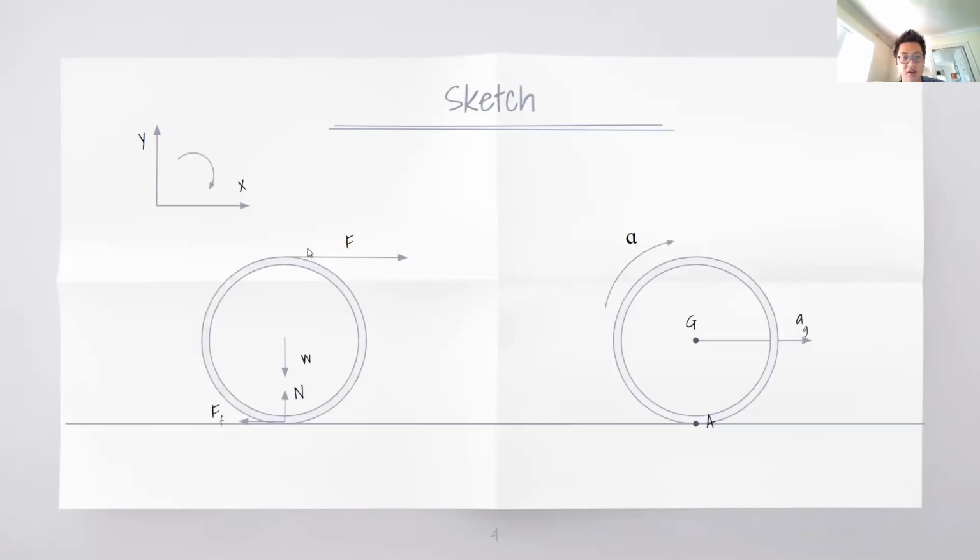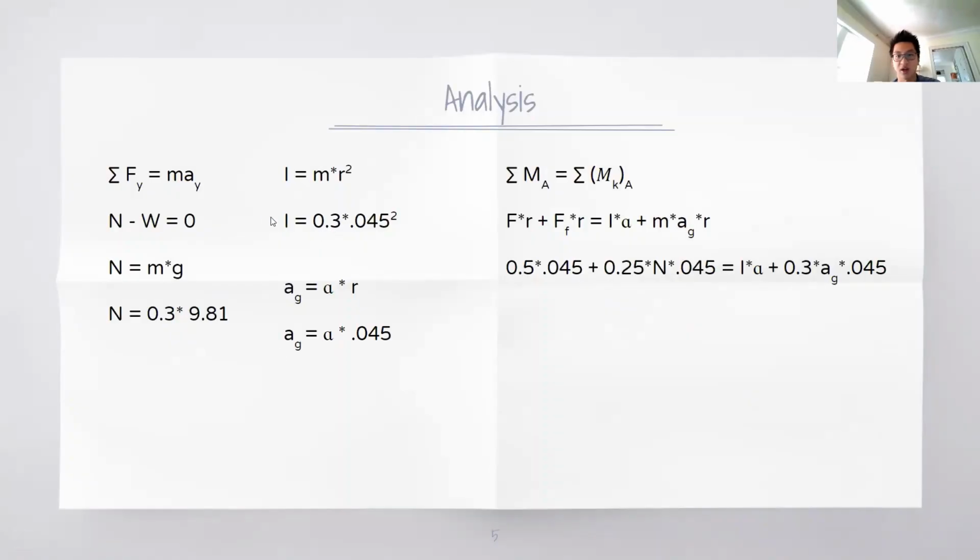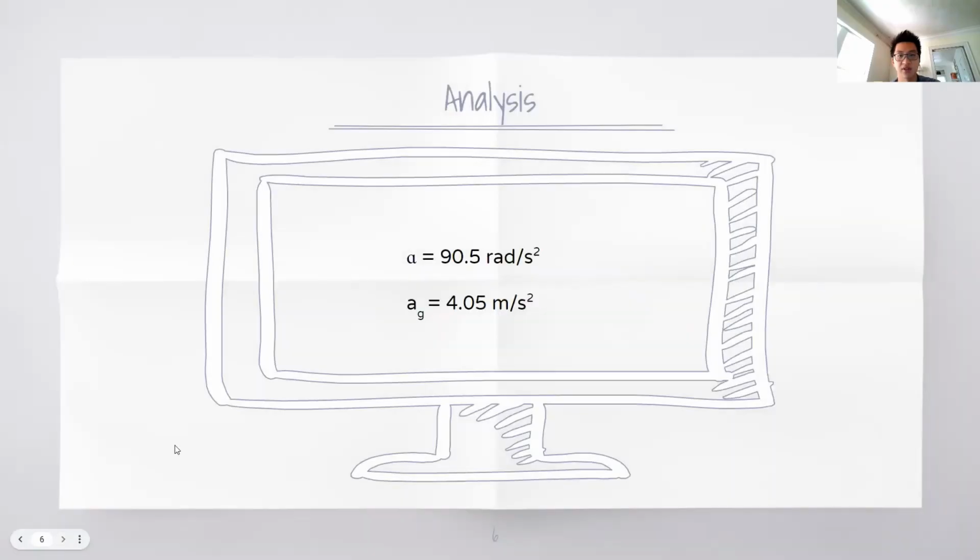So just looking at this, we see that both our applied force and our force due to friction will cause clockwise motion for this roll of tape, which we establish as being our positive. So we know that all of those will contribute to a clockwise moment. And then plugging in our value for I and our value for AG, we can solve for our angular acceleration, which is 90.5 radians per second squared, and then multiplying that by our radius, we can get our acceleration.